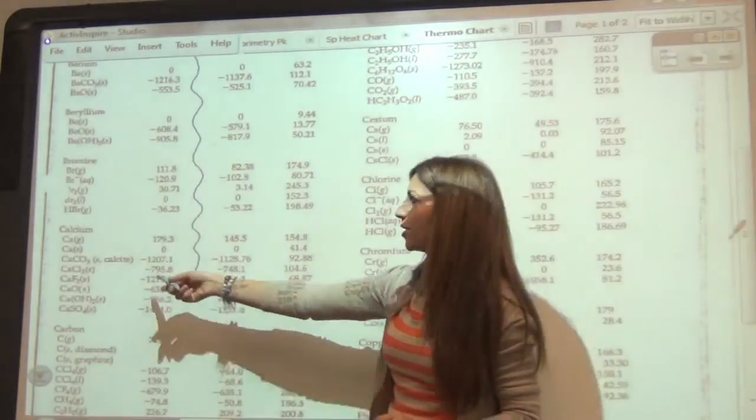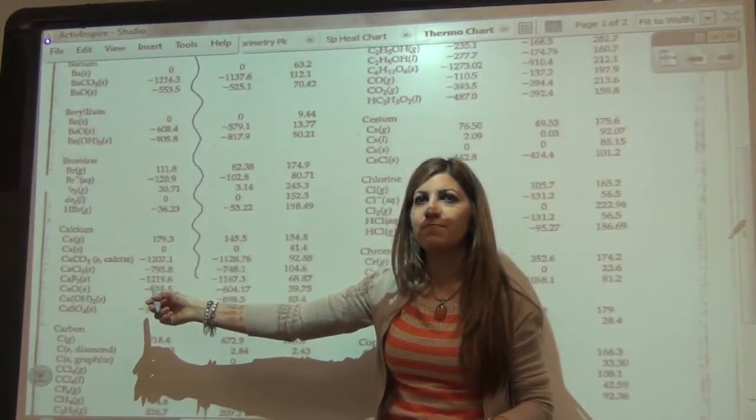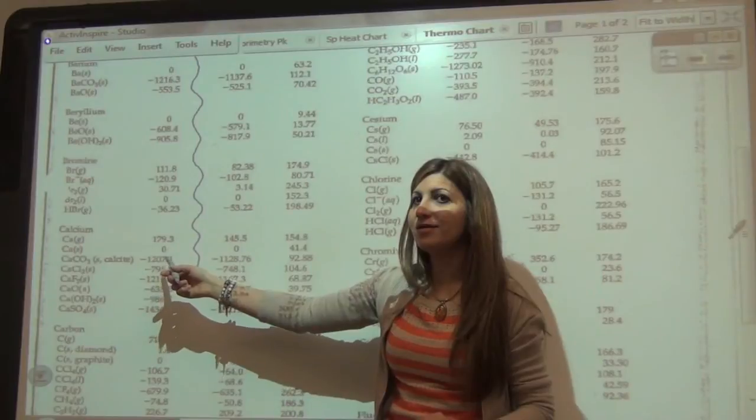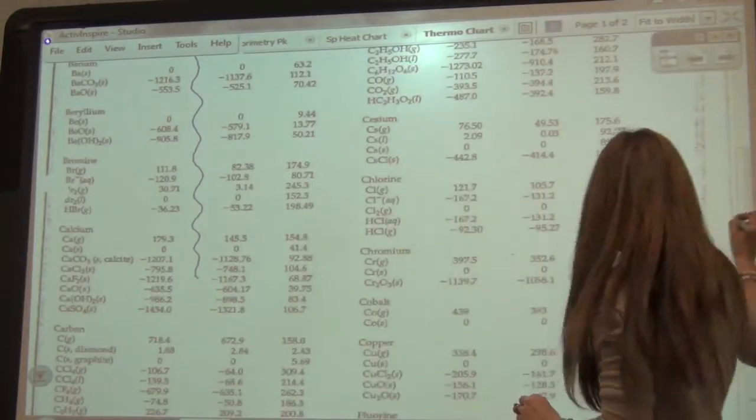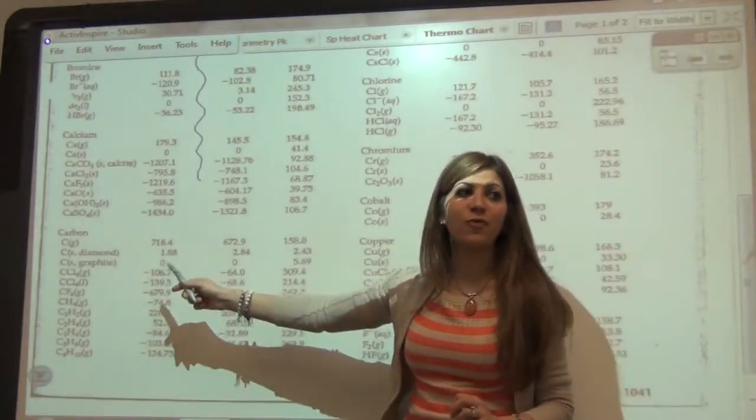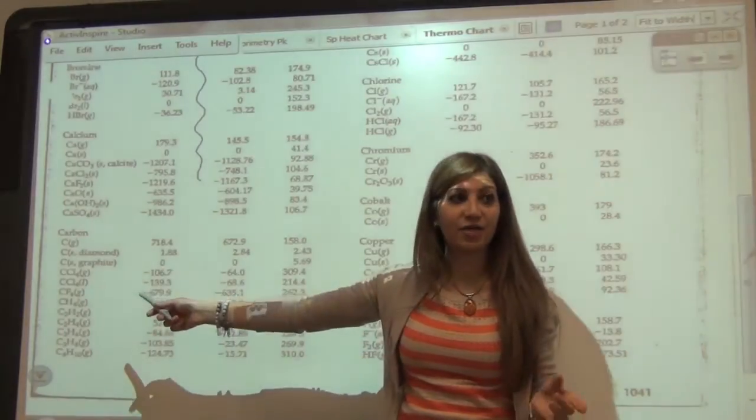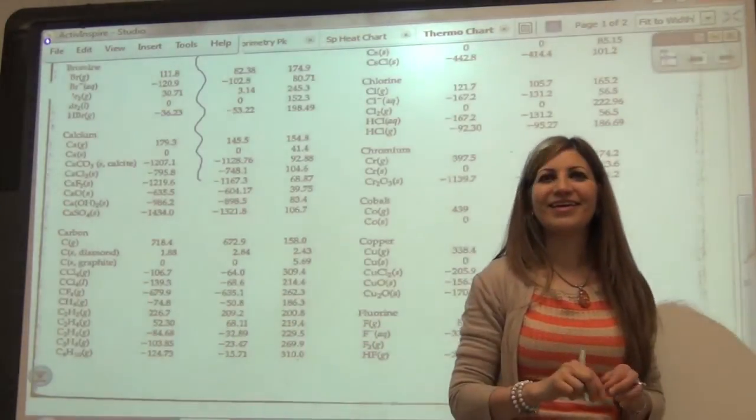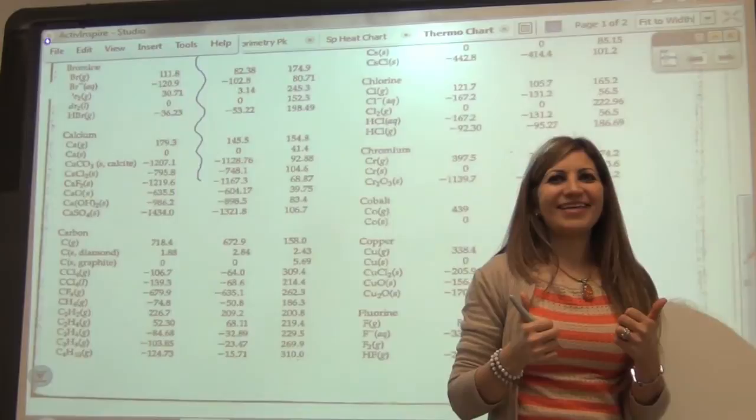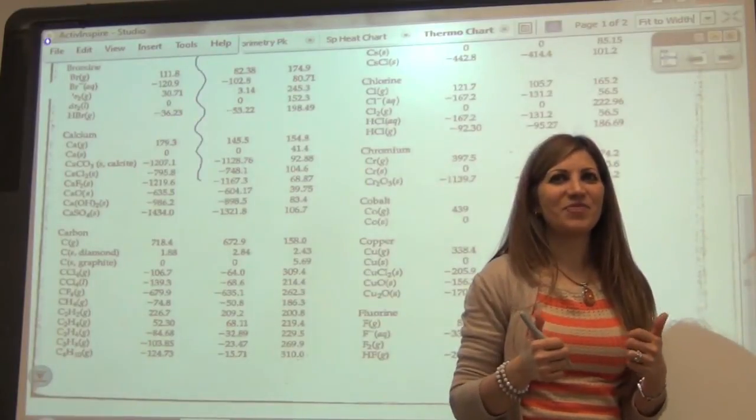Let's keep going. What about this next one? Where do you see a 0? Calcium in what form? Solid. What about the next one? Carbon in what form? Solid in the graphite form. What do you think? Is this like how it is on the periodic table? Yes, it is. Awesome. Perfect.